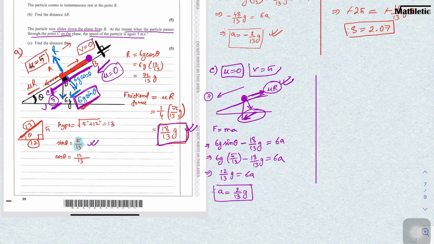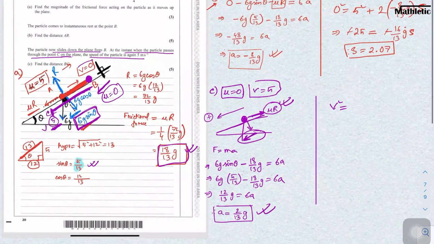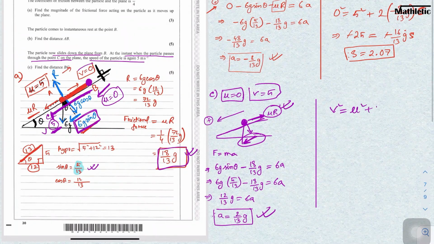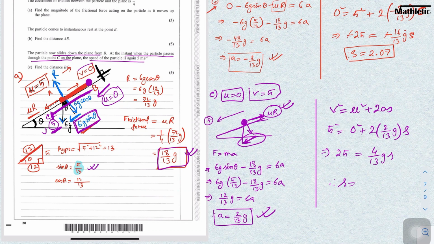And next we can just use those values in the formula. So u is 0, v is 5, acceleration is 2/13 g. So let's use the formula v squared equals u squared plus 2as. And we're done with number 6.